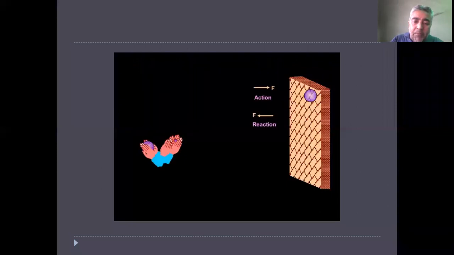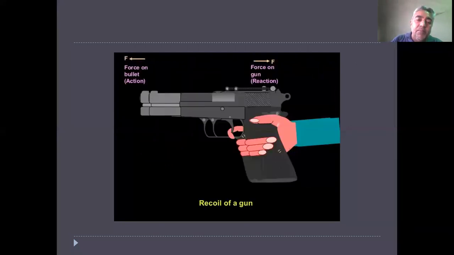Action and reaction: if we throw a ball at the wall, then it goes to the wall and comes back to our hands. That is an equal and opposite reaction. For example, if you fire a gun, the bullet goes ahead and the gun gives a backward reaction, a backward jerk, which is known as the recoil of a gun. That is also according to Newton's third law of motion.